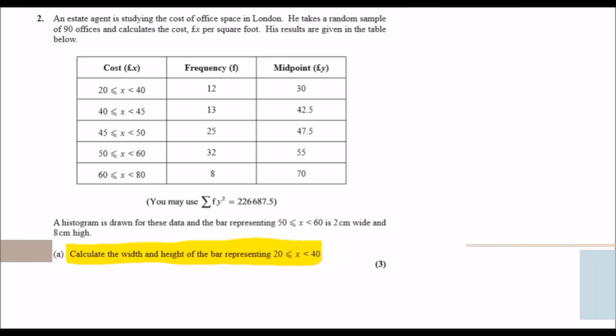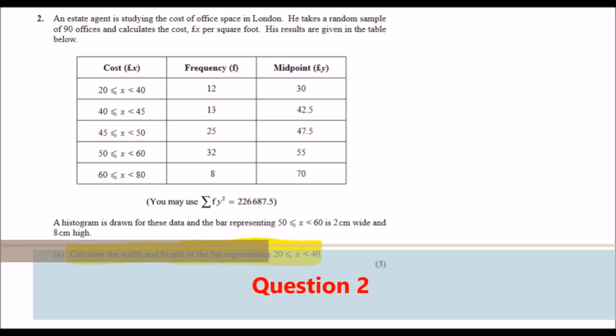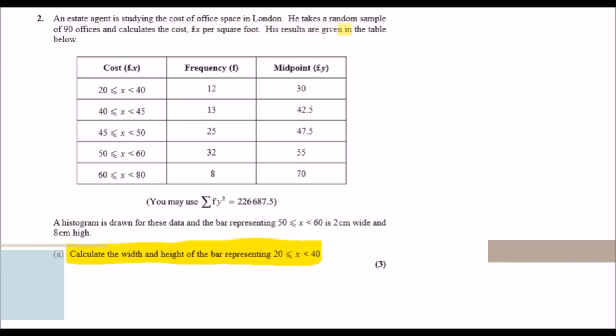So what do we have here? It states that an estate agent is studying the cost of office space in London. He takes a random sample of 90 offices and calculates the cost, x pounds per square foot. His results are given in the table below.